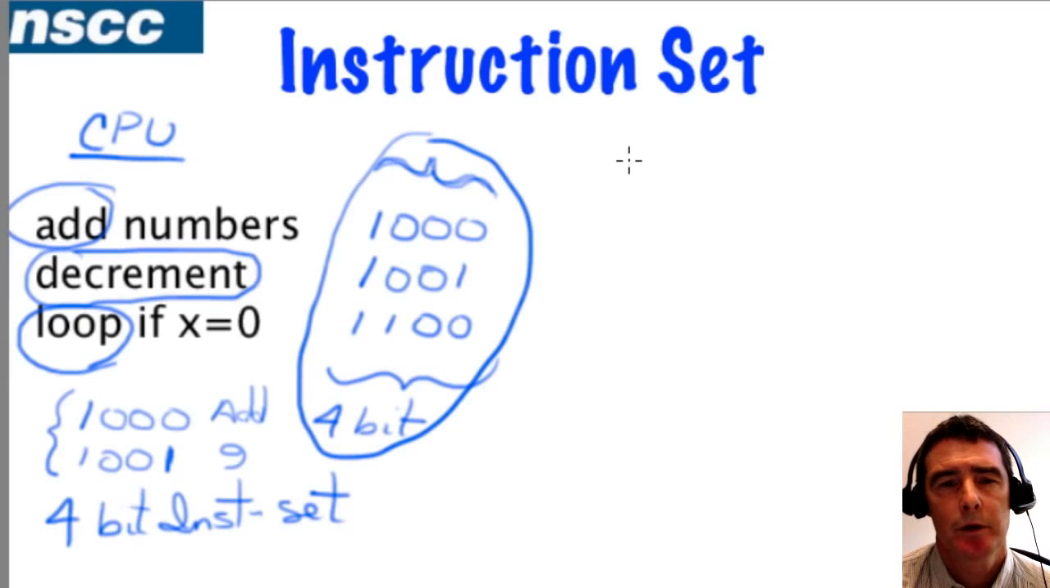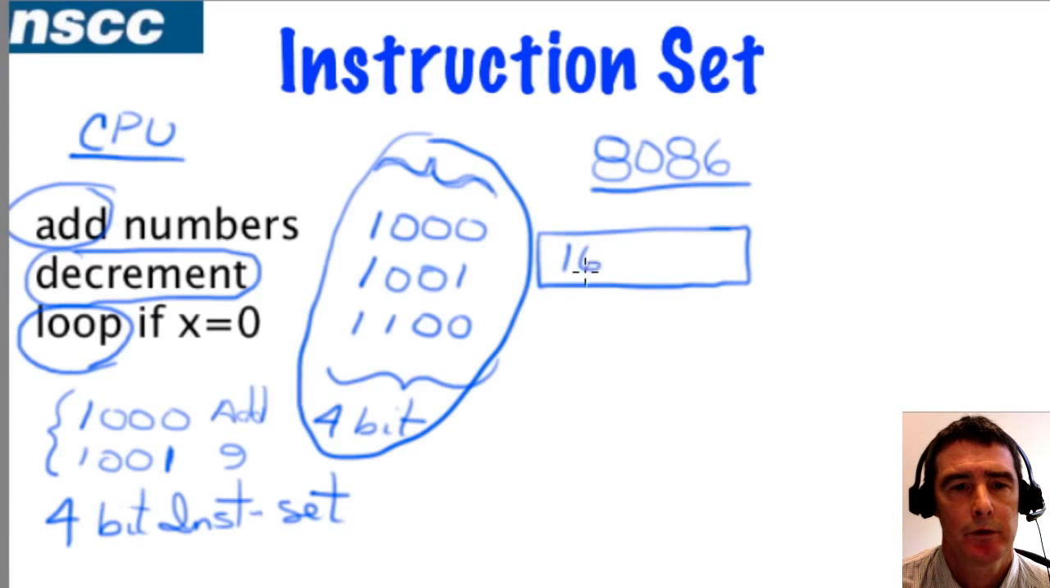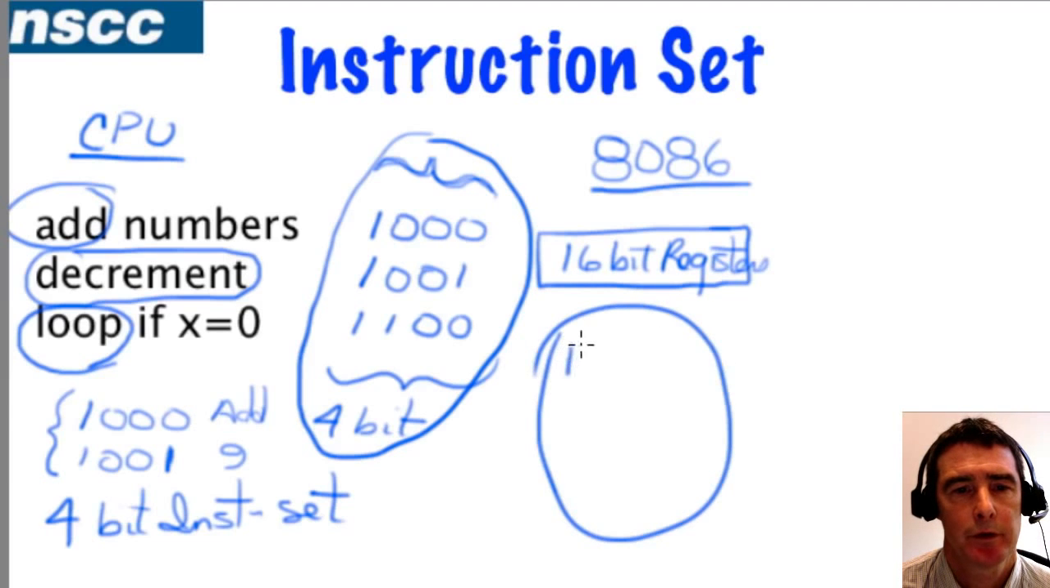Now, if we go back to our original CPUs and we look at an 8086, an 8086 internally had 16-bit registers, and most of the instructions were some code of 16 bits. So its instruction set was called a 16-bit instruction set.